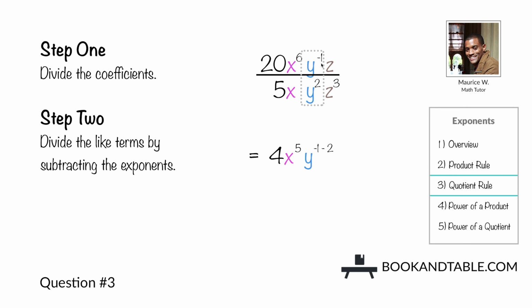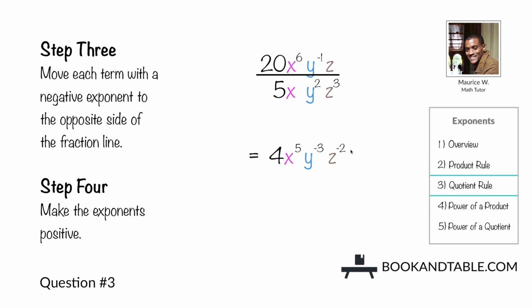Y to the negative 1 divided by y squared is equal to y to the negative 1 minus 2, which gives you negative 3. And then z divided by z cubed is z to the 1 minus 3, which is negative 2. So we have 4x to the 5th, y to the negative 3, z to the negative 2.